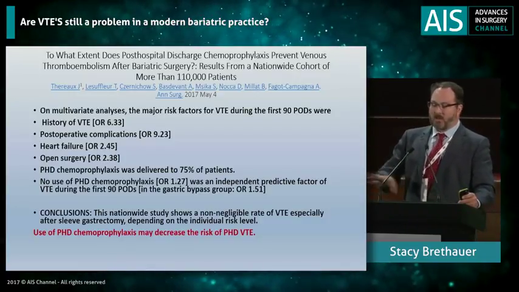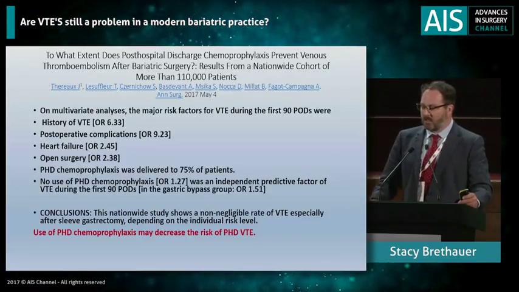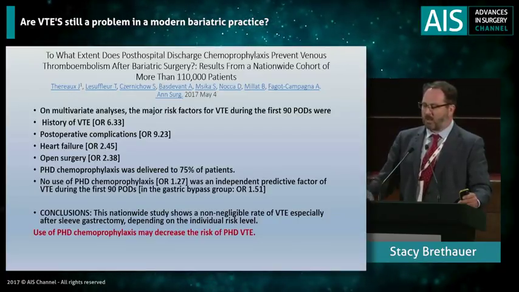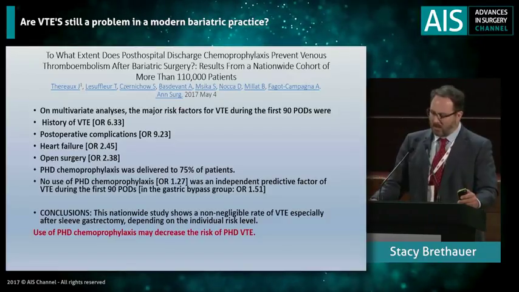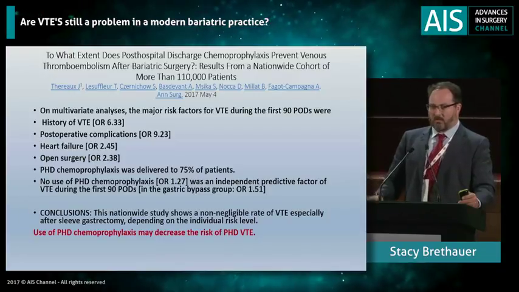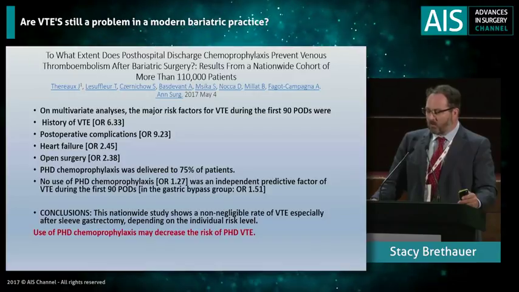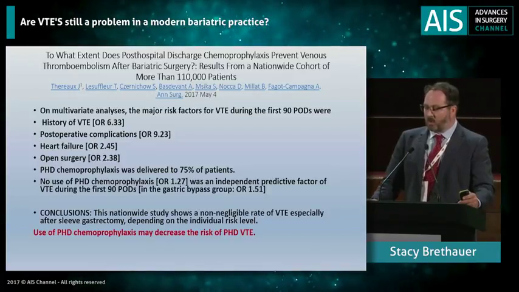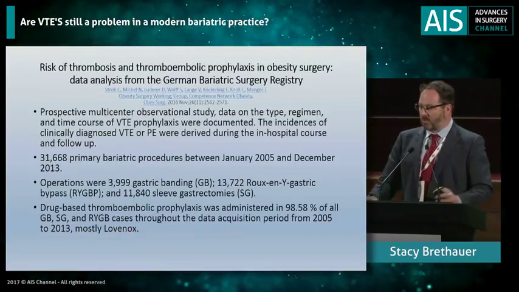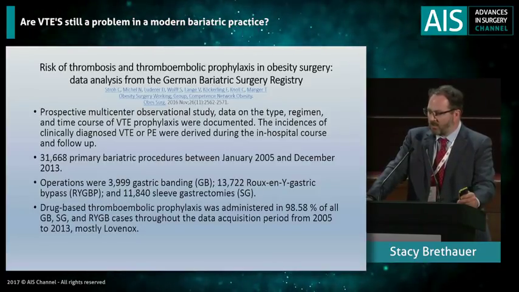And they found that not using that post-discharge prophylaxis was actually a predictor of having a VTE, with an odds ratio of 1.5. So folks that didn't get that extended prophylaxis were 1.5 times more likely to get a VTE once they got home. So this national study shows that although it's a fairly low number, it's non-negligible. It's 0.3 to 0.5%, highly morbid events, and post-hospital discharge chemoprophylaxis should be able to decrease the risk of post-hospital discharge VTE. Looking at the German surgery registry, they did a similar analysis.